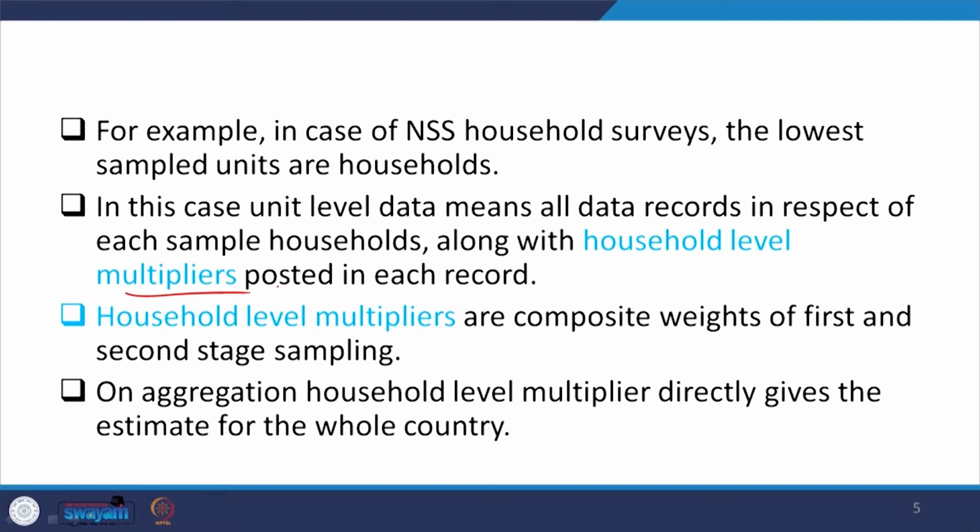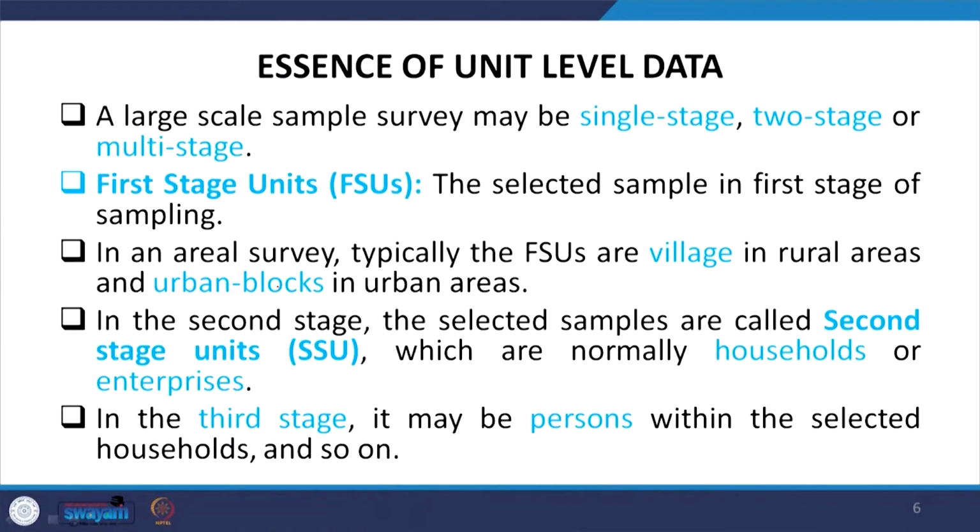So far as household level multipliers are concerned, these are defined as composite weights of first and second stage sampling. Obviously, I will have a question on what we mean by first stage and second stage sampling, and accordingly how the multiplier is defined. On the aggregate household level, the multiplier directly gives the estimate for the whole country, whereas on the disaggregate level you will stick to a particular unit. Okay. So, what is the essence of this unit level data? A large scale sample survey may be of single stage, 2 stage or multi stage.